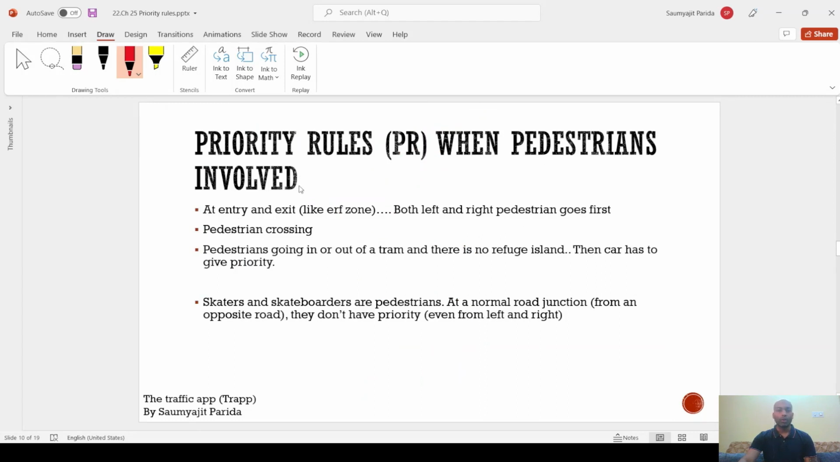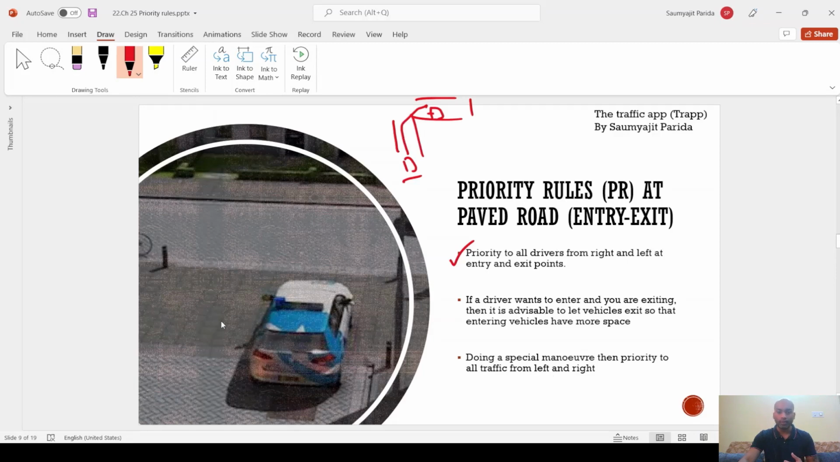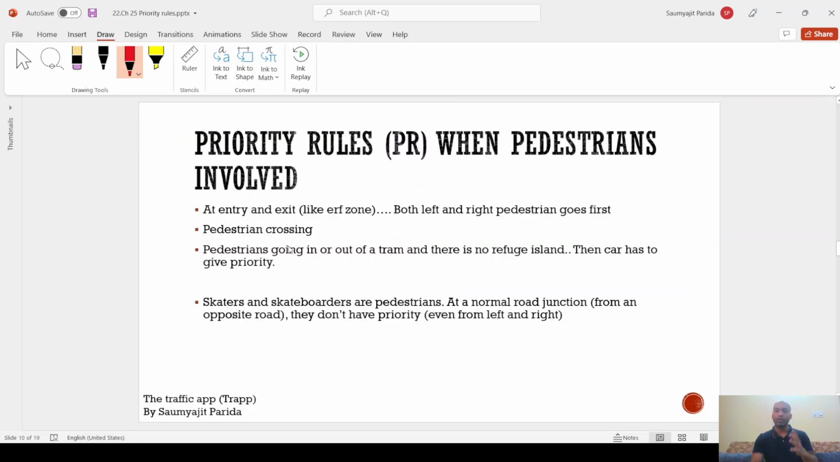Okay, priority rules when pedestrians are involved. At the entry and exit, like an F zone, both left and right, the pedestrian goes first. It means if I am entering somewhere, for example here, this is not a road, it is like an entry point, then I have to give access to all the road users, including the pedestrians. Then priority rules at a pedestrian crossing: pedestrians are given priority. If pedestrians go in and out of a tram and there is no refuge island, then pedestrians are given priority. If there is a refuge island, then pedestrians can stand on it, so I do not have to give priority.